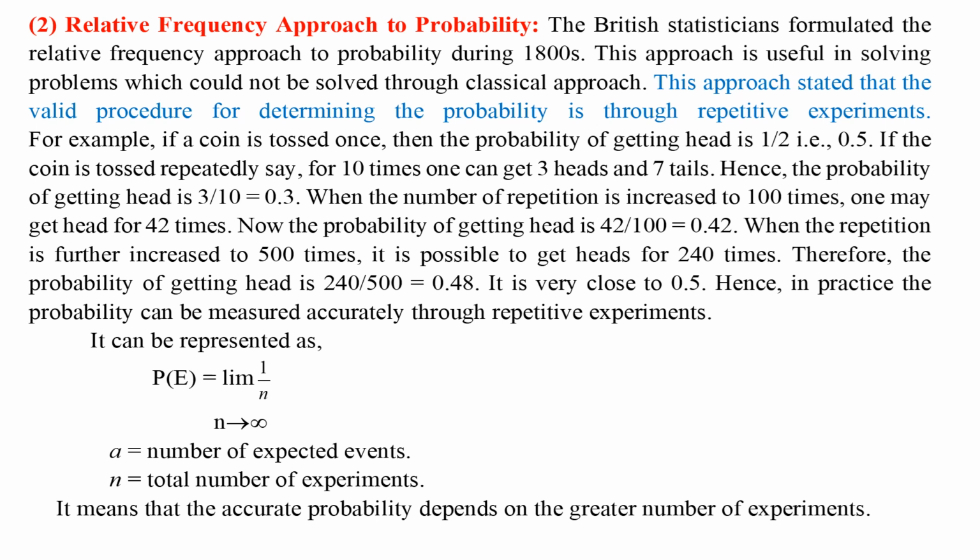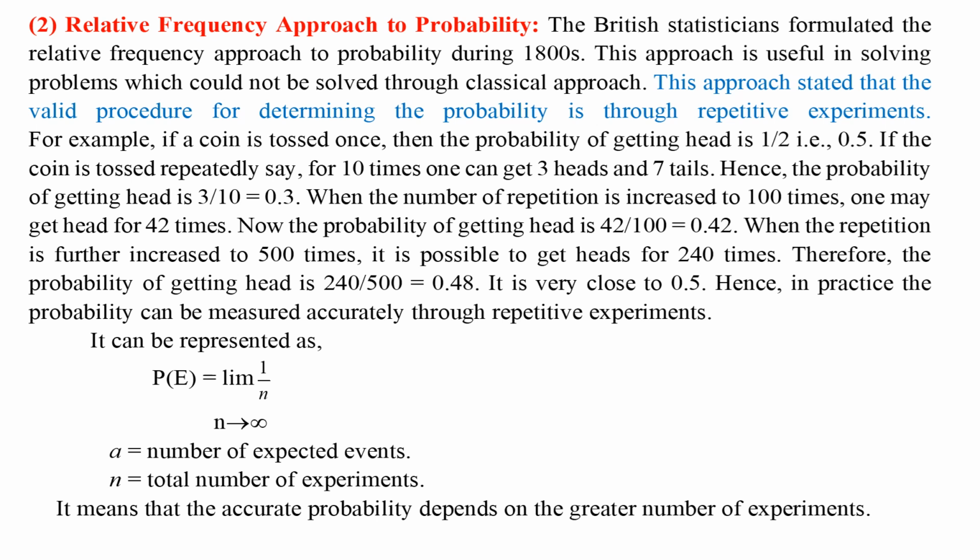When the repetition is further increased to 500 times, it is possible to get heads 240 times. Therefore, the probability of getting a head is 240/500 equals 0.48. It is very close to 0.5. Hence, in practice the probability can be measured accurately through repetitive experiments.